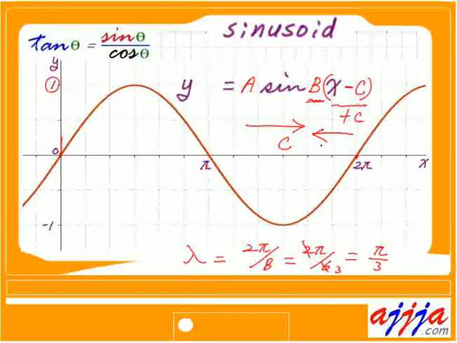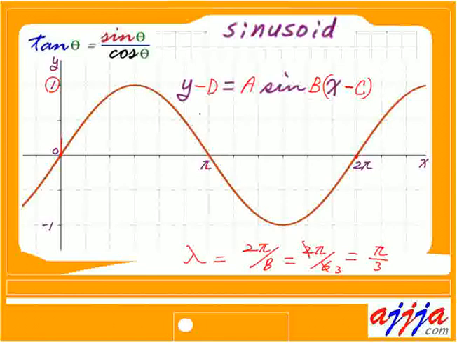What about the y value? We can move this one too. Let me use d. Minus d means we're going to move up, because minus is the opposite. What if it's a plus? Then we move down. That's the easy part. So y equals, I'm going to move minus d to my right-hand side, and it becomes plus d.